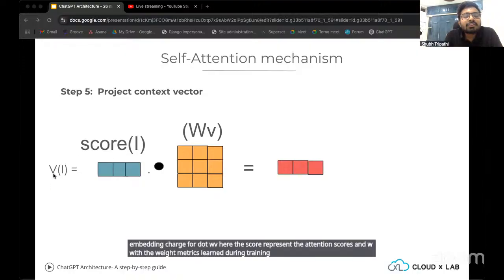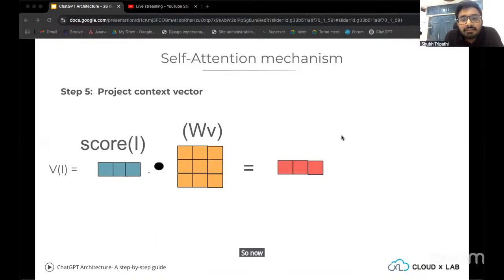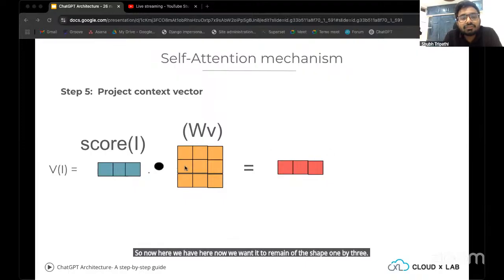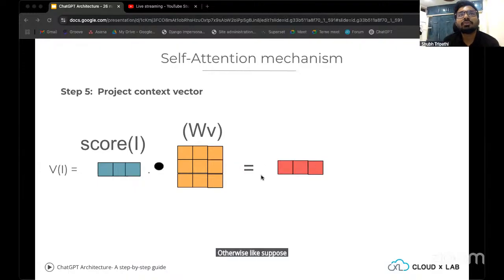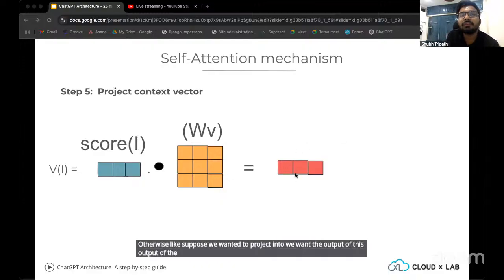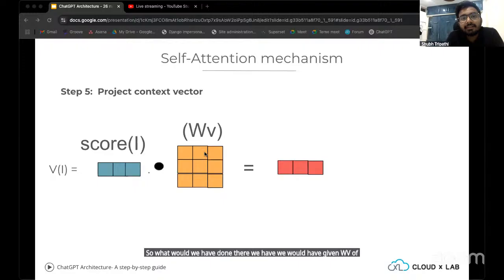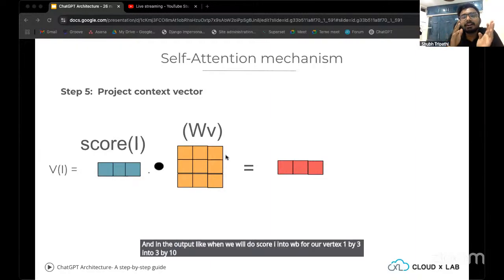So here we are calculating the value matrix of I. It is of shape 1 by 3, and we want it to remain of shape 1 by 3, so we chose the shape of WV to be 3 by 3. Otherwise, suppose we want the output of the value embeddings to be of shape 1 by 10. What would we have done there? We would keep WV of shape 3 by 10, and when we do score into WV, it is 1 by 3 into 3 by 10, so the 3 gets cancelled and the output will be of shape 1 by 10.